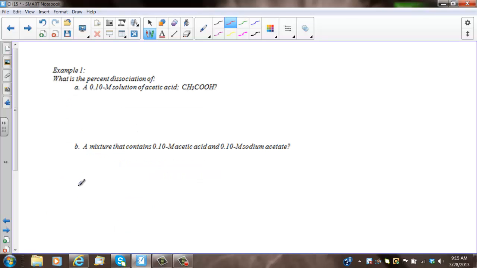So what is the percent dissociation of a 0.1 molar solution of acetic acid? Now this actually is from the last unit. This is Chapter 14, but we're going to use this as a lead-in to the following problems that we're going to be doing. So this essentially is a review. First of all, we need the Ka for acetic acid before we begin this problem. Our Ka is 1.8 times 10 to the minus 5.